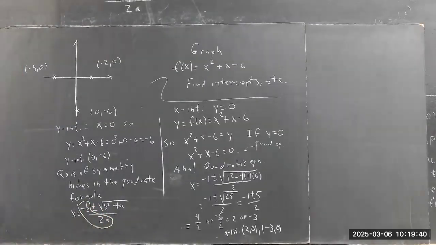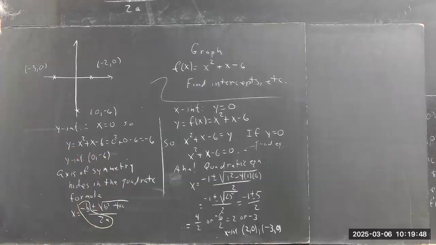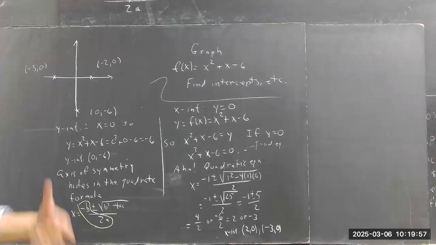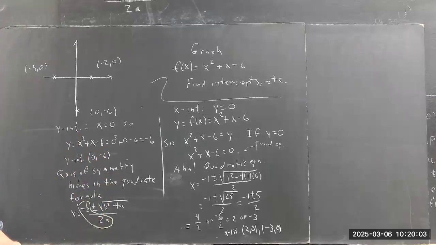-b over 2a. Okay, why is that? Well, it's because these are your two zeros. Plus and minus gives you the two zeros, right? Well, what's halfway between -b plus the square root and -b minus the square root? It's -b. So this has to be halfway between the two zeros. Okay.